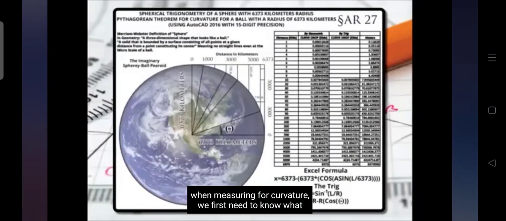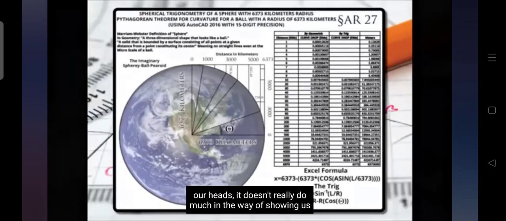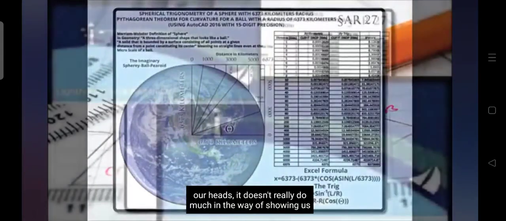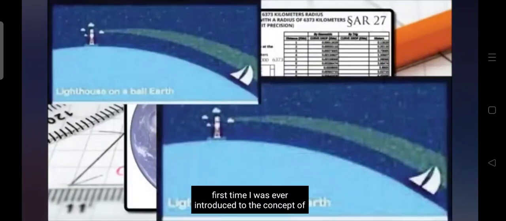When measuring for curvature, we first need to know what exactly we're measuring for. While the indoctrination system, the educational system, does a great job drilling the so-called fact that the Earth is a sphere into our heads, it doesn't really do much in the way of showing us how to prove it, or what to measure for. Ironically, the first time I was ever introduced to the concept of measuring the Earth for curvature was in the book Zetetic, written in 1865 by a flat earther.